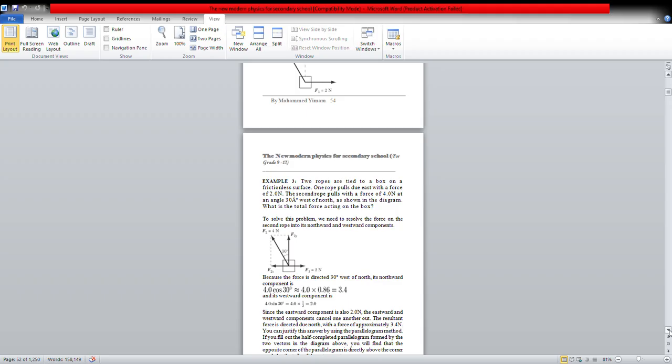Example: two ropes are tied to a box on a frictionless surface. One rope pulls due east with a force of 2 Newton. The second rope pulls with a force of 4 Newton at an angle of 30 degrees west of north, as shown in the diagram. What is the total force acting on the box?